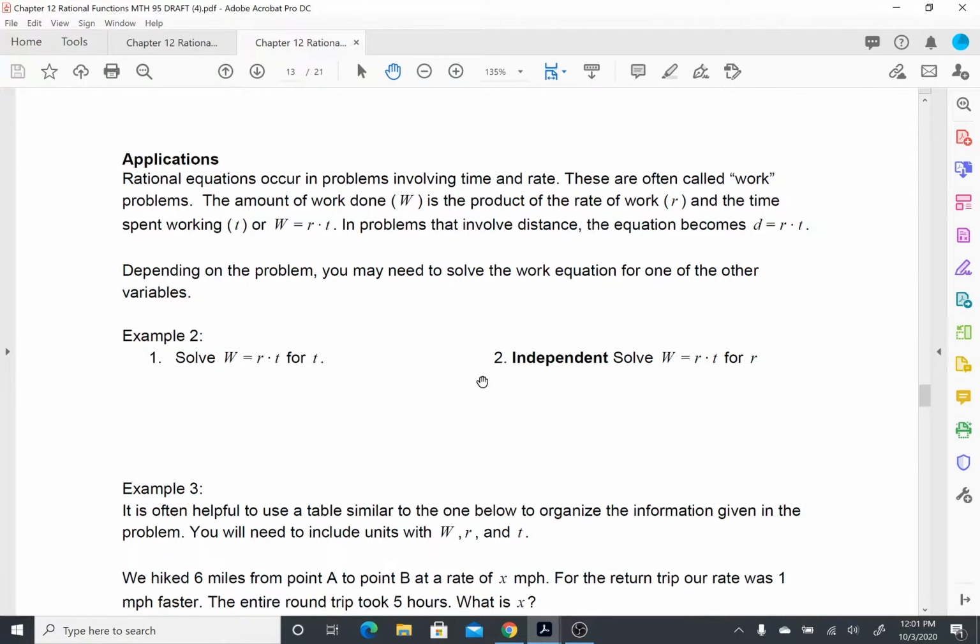Depending on the problem, you may need to solve the work equation for one of the other variables. So let's practice that here real quickly. I'll do an example and I'll leave one for you to do. So if work equals rate times time, we're going to solve this equation for T. And all I would do here is divide both sides by r. And I would get that T equals work divided by rate. And we're going to find that to be particularly useful. I want you to do this for r, so solve work for the rate.